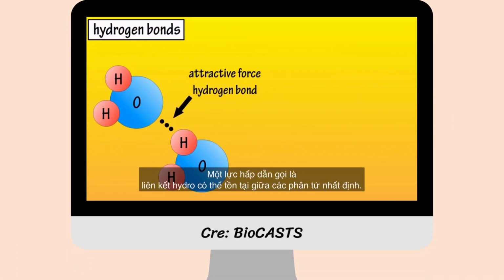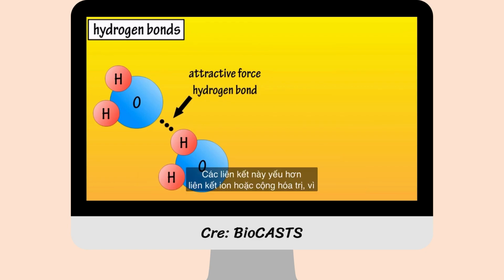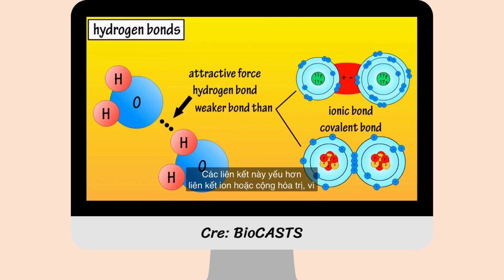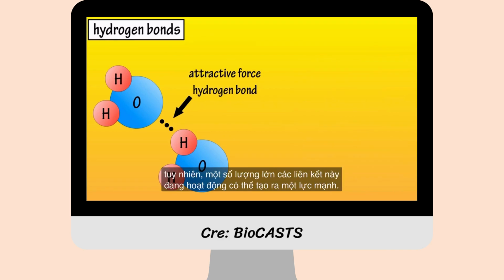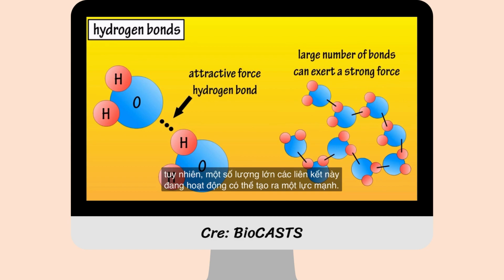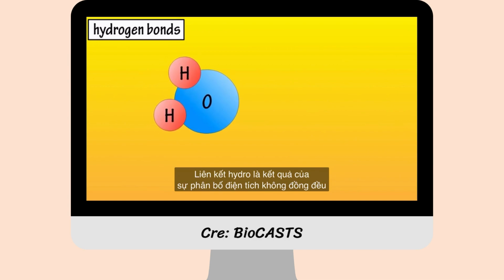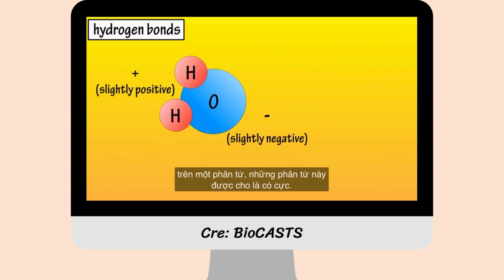An attractive force called a hydrogen bond can exist between certain molecules. These bonds are weaker than ionic or covalent bonds because it takes less energy to break these types of bonds. However, a large number of these bonds going on can exert a strong force. Hydrogen bonds are the result of an unequal charge distribution on a molecule. These molecules are said to be polar.